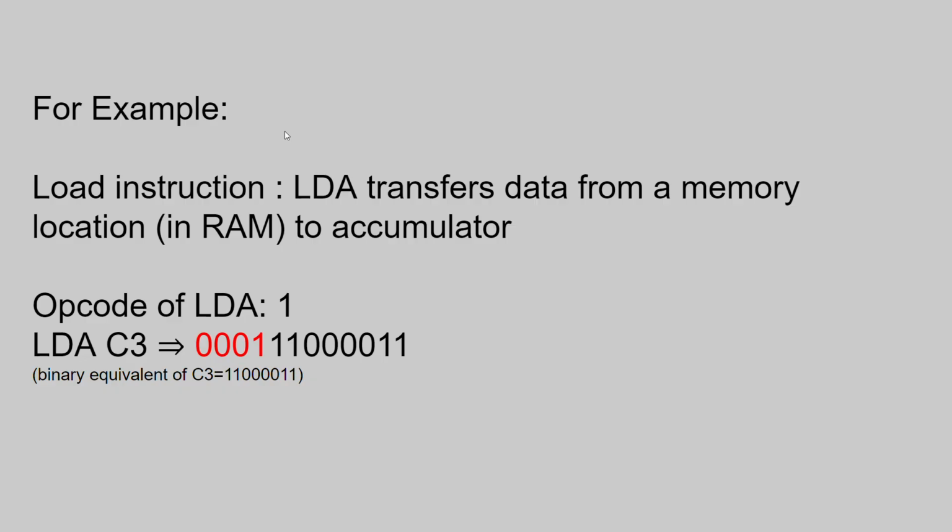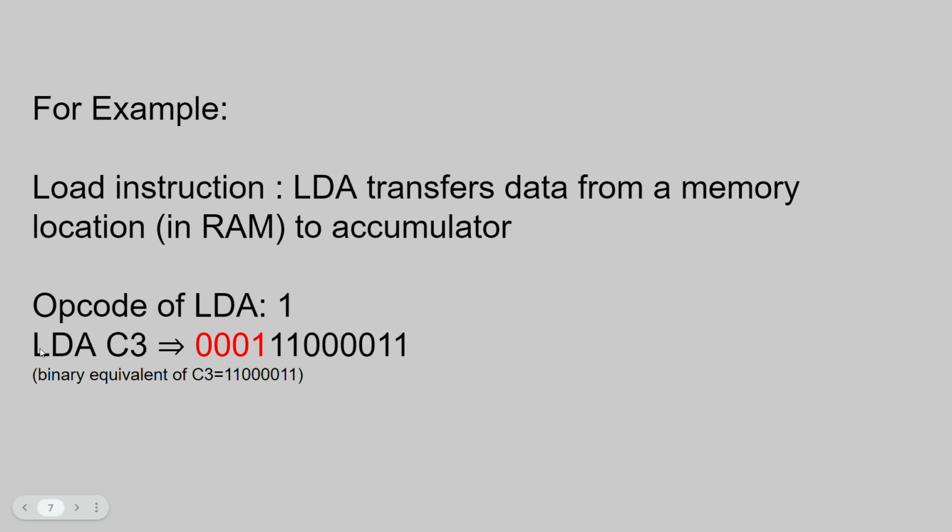Things will get more clear with the help of this example. I already told you that the load instruction transfers data from a memory location to the accumulator. Opcode of LDA is 1. Fine. How will I write this instruction? Well, suppose I have to load whatever is stored at the C3 location in my memory into the accumulator. I will write LDA C3. And on the back end, the compiler will convert this instruction into a 12-bit long series of bits.